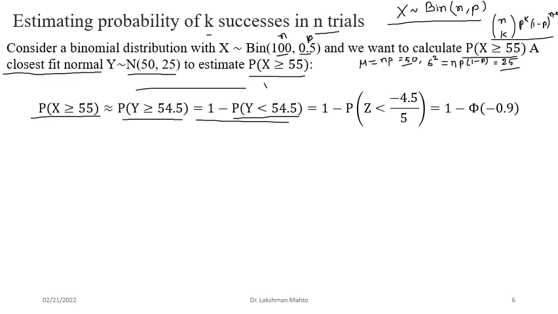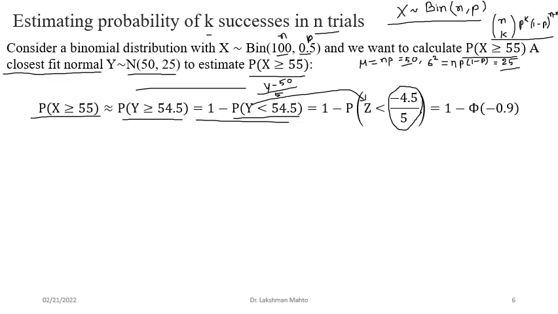How do we standardize? By applying the transformation: we first deviate y by the corresponding mean, which is 50, and after that we divide by the corresponding standard deviation. The square root of 25 is 5, so we divide by 5. We do this on both sides. On the left-hand side, y is converted into z due to this standardization, and on the right-hand side it becomes a fixed quantity because everything there is fixed.